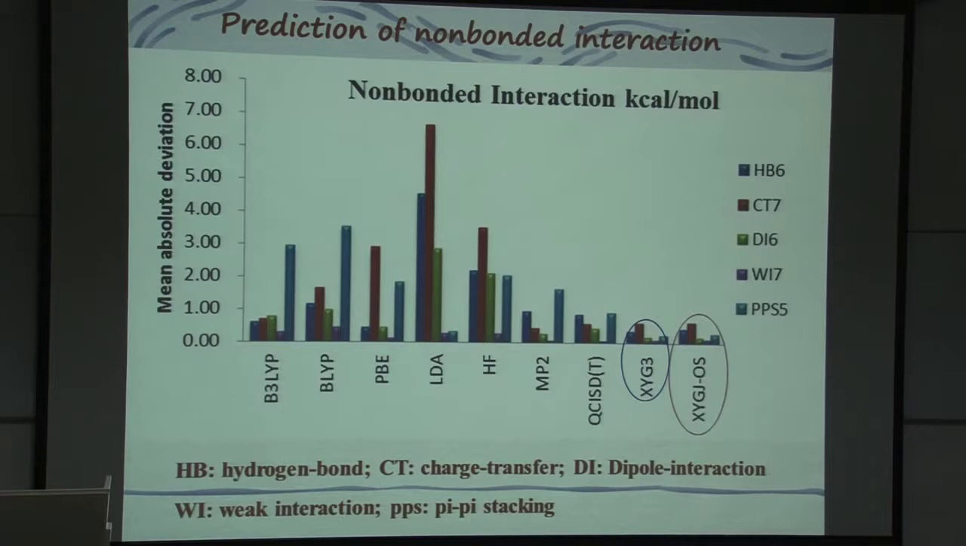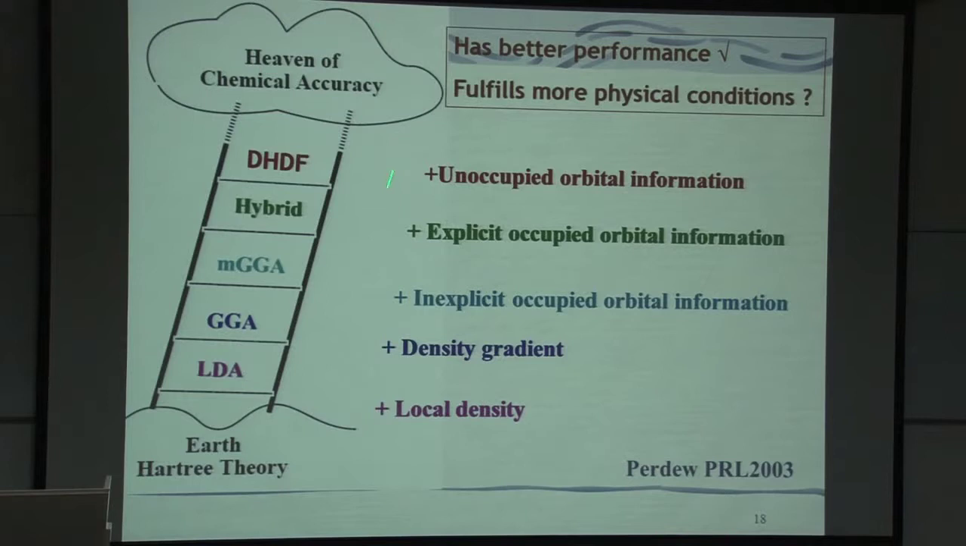And so again, this is a test. Then along this ladder, we have our own double hybrid functional, which we coined as XYG3, which uses the unoccupied orbital information. And indeed, this is generally good for those tests.